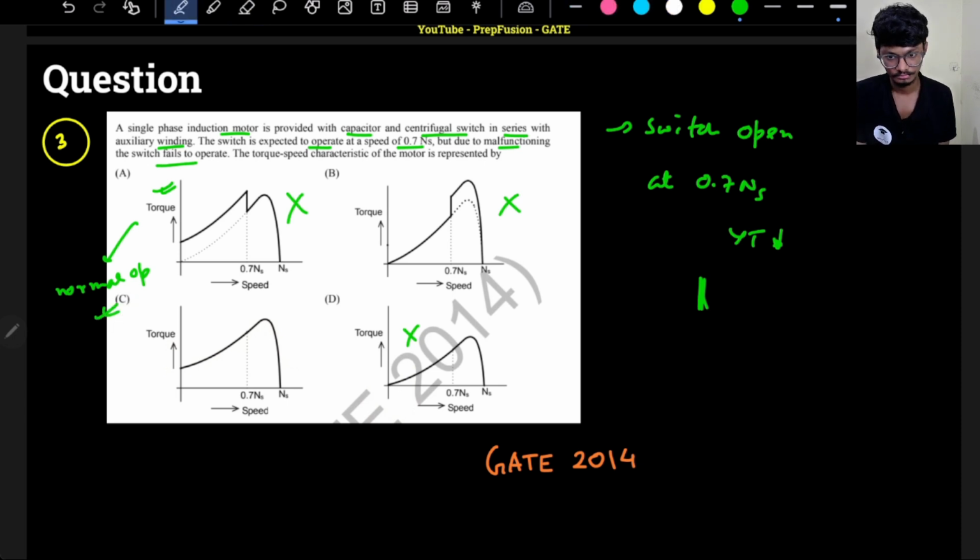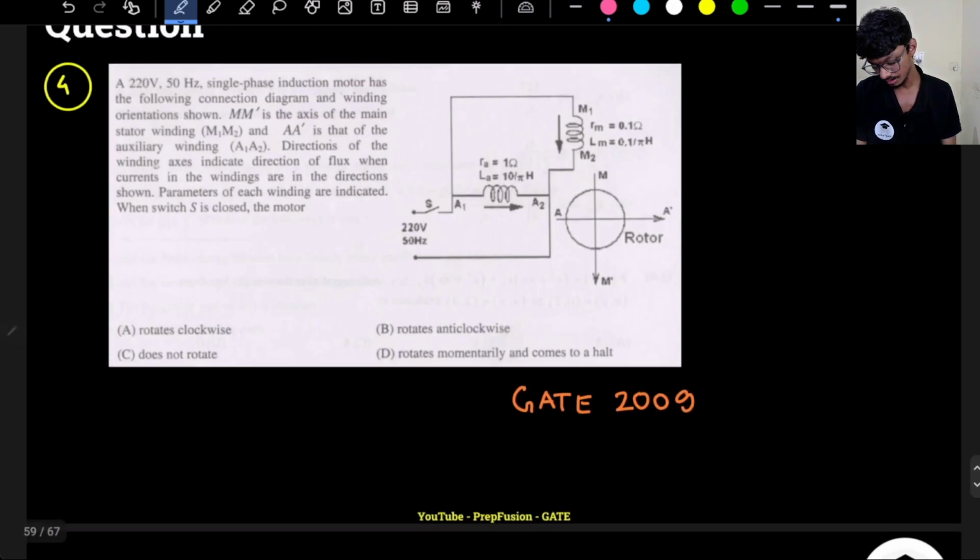This is possible. Okay. So option C will be the correct answer for this question. Option C will be the answer for this question. Okay. Let's now solve the next question.